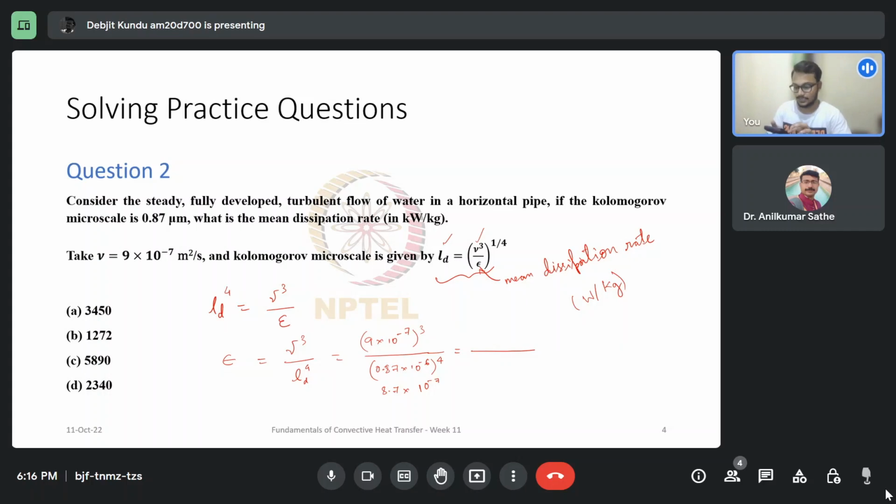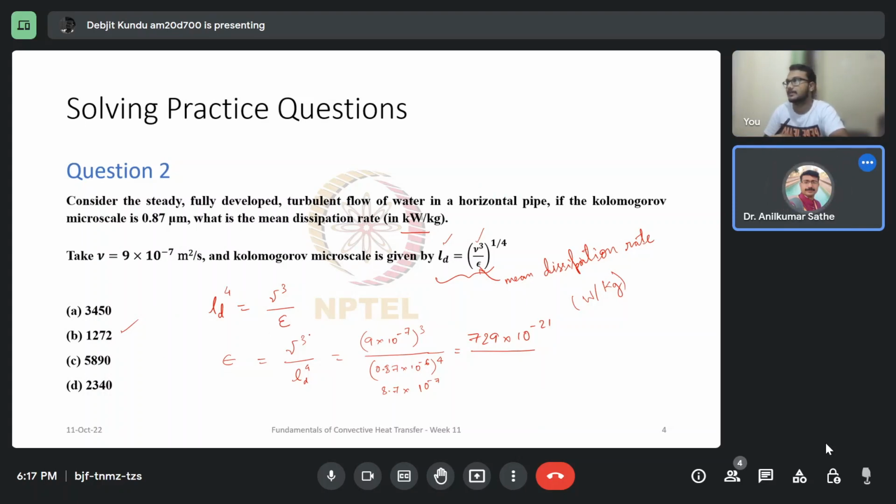Okay, so 9 cube is 729 into 10 to the power minus 21, and over here the answer is 1.27 raised to 6. So if we take that to be 10 to the power 3, because in the question it is said that we have to find it in kilowatt per kg, then I guess it would boil down to option B, right? Kilowatt means it becomes 1.27.